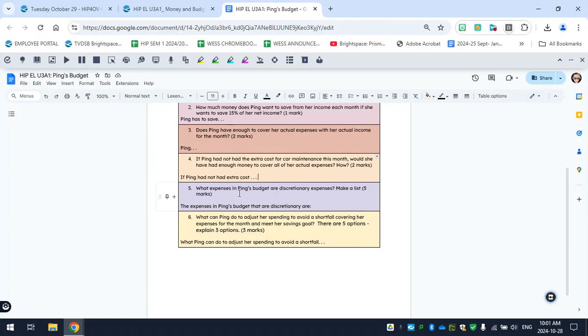What expenses in Ping's budget are discretionary expenses? So make a list. So there's 5. Make sure you're making that list. So you should have 5 things. What can Ping do to adjust her spending to avoid a shortfall in covering her expenses for the month and meeting her saving goals? So there are 5 options to answer this question. I only want to see 3 of them.